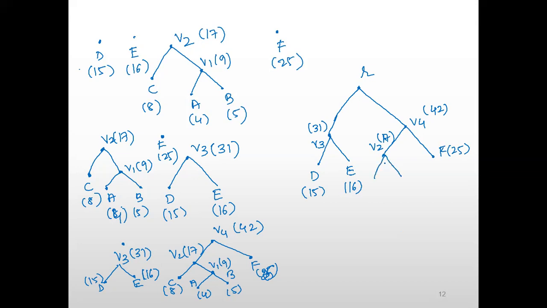here we have another structure C with the weight 8 and A, B with the corresponding weights 4 and 5, and here it is the vertex V1 with the 9, and here F25. By adding the weights 31 and 42, we are going to get it as 73. The root node weight will be 73. Now we have constructed the optimal tree.